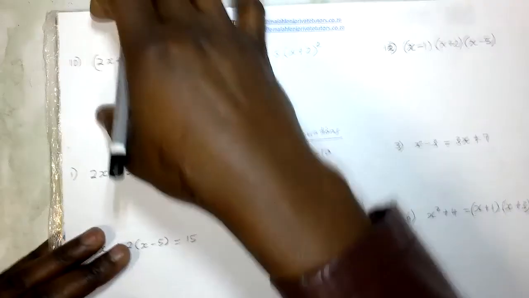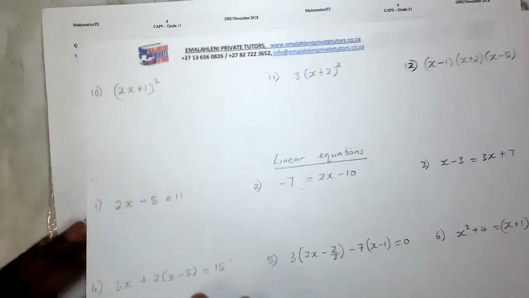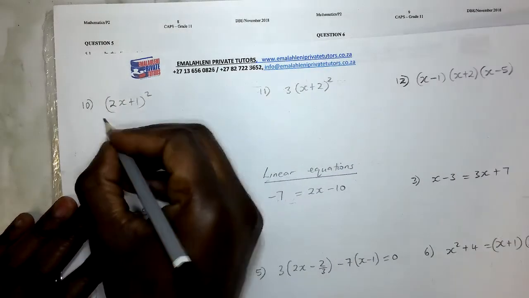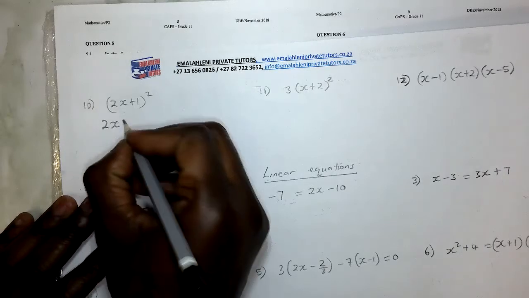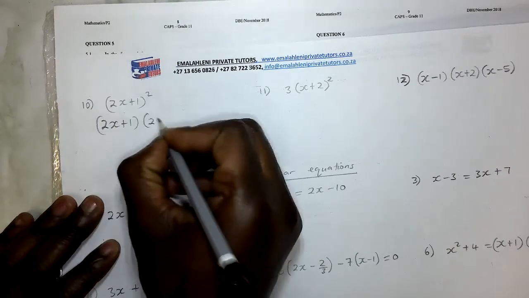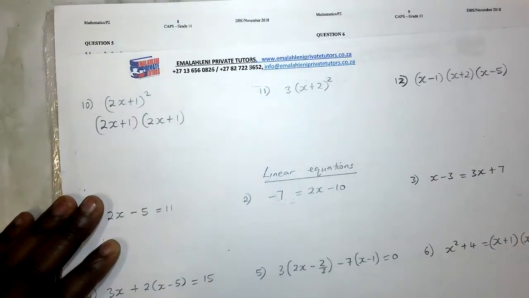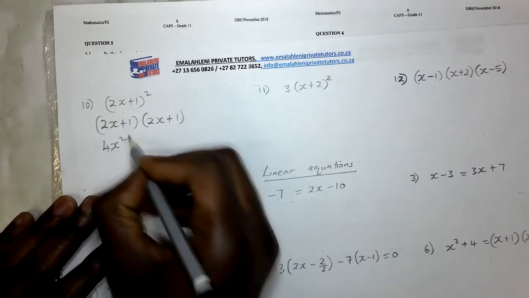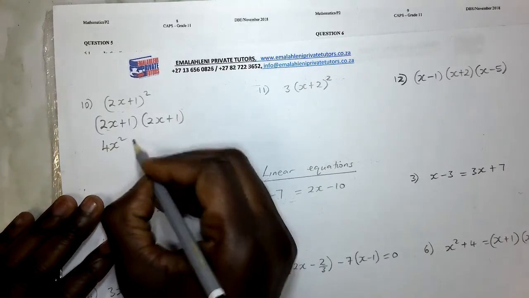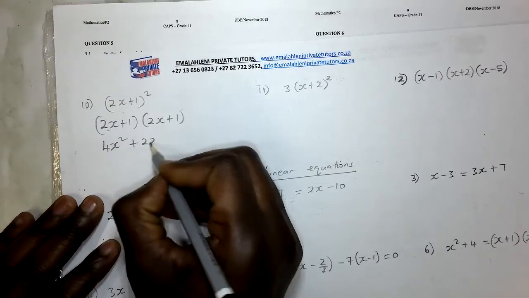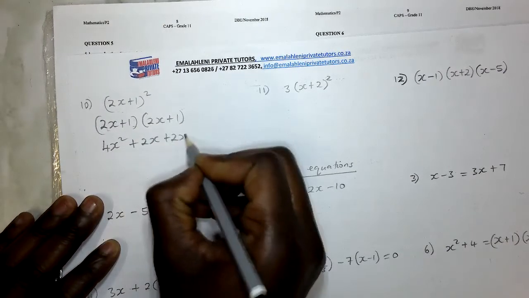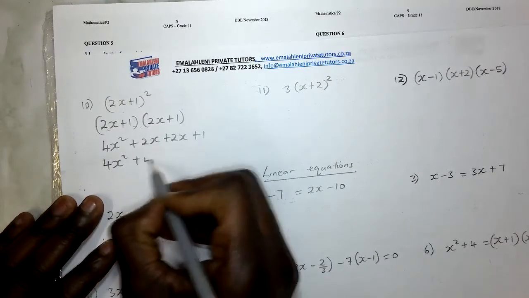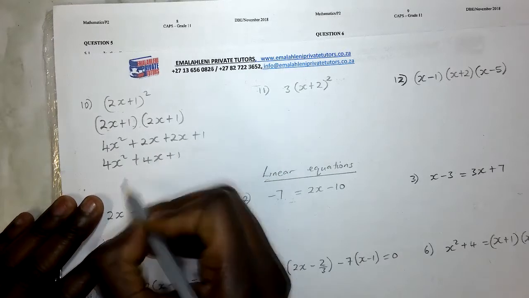Let's just continue and see what kind of questions you can also have. Now, this one here is 2x plus 1 squared. What does it mean when we have got a square here? It means that we are repeating the same thing: 2x plus 1 times 2x plus 1. That's what it means. Okay, then we're going to say 2x times 2x, we're going to get 4x squared. 2x times 1, we're going to get plus 2x, then this one plus 2x plus 1. Then what do we have? 4x squared plus 4x plus 1. That's what we get then.